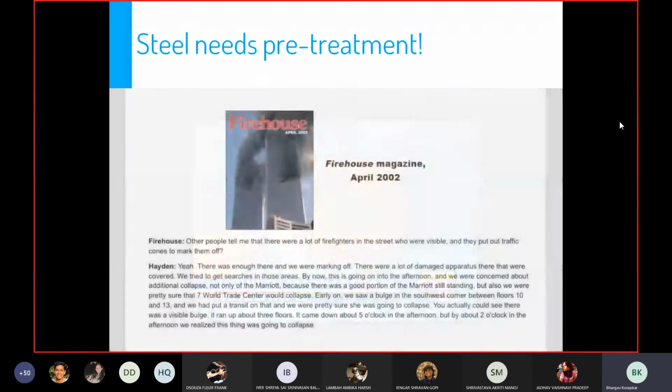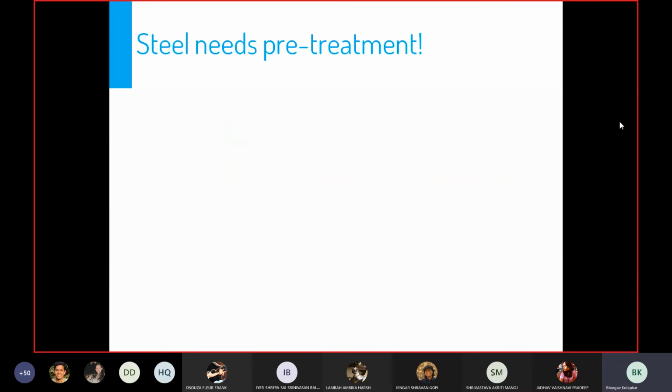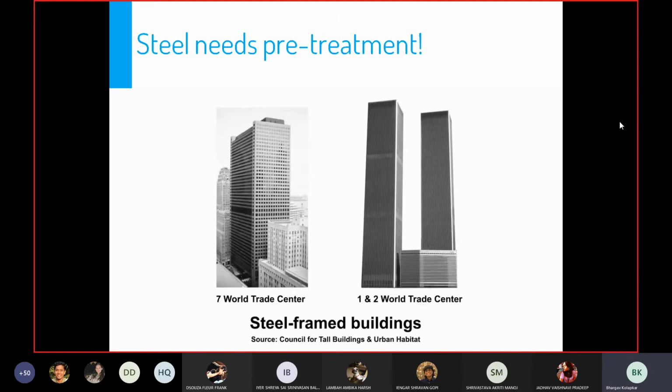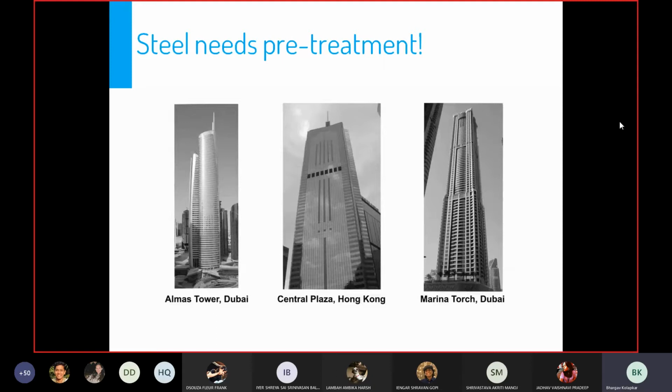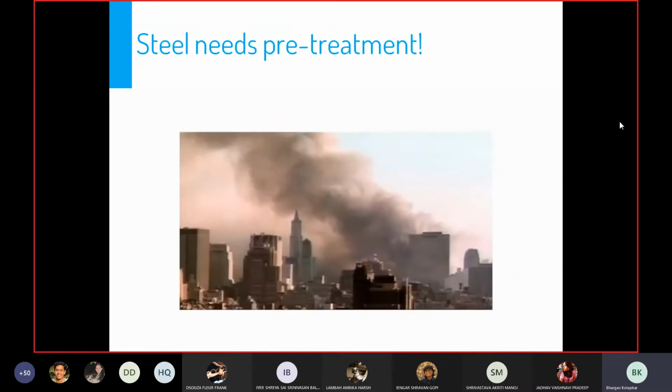At one point, firefighters measured a bulge forming in the southwest corner and determined that Building 7 was at risk of collapsing. How could a skyscraper bulge and then collapse due to a fire? The construction method explains how it happened. 7 World Trade Center and the Twin Towers were steel-framed buildings. In some skyscrapers, the structural support is concrete, or it can be a combination of concrete and steel. In 2001, the complete collapse of a tall steel building due to fire was new.